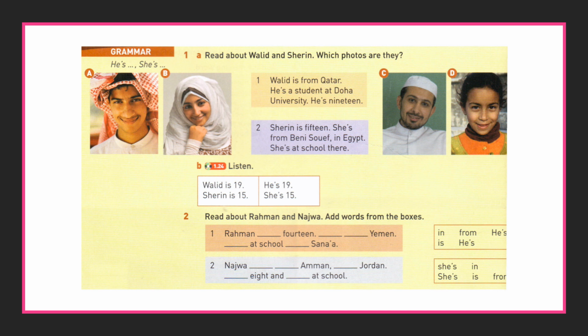Okay, so let's read about Rahman. Rahman is 14. He is from Yemen. He's at school in Sana'a. The second one, 2, is about Najwa. Najwa is from Amman in Jordan. She's 8 and is at school. Okay, I hope you got that correctly. And now let's go and move on to talk about family members.